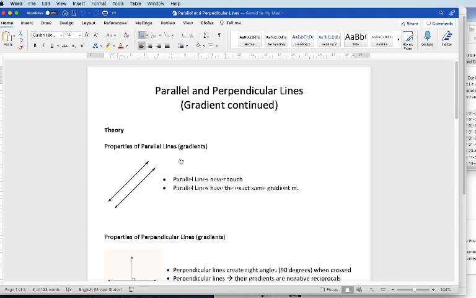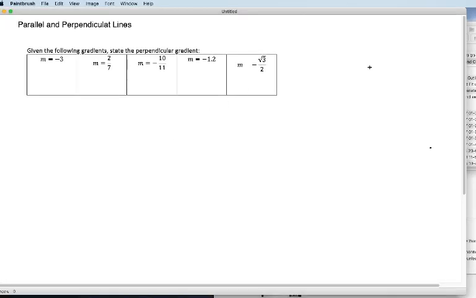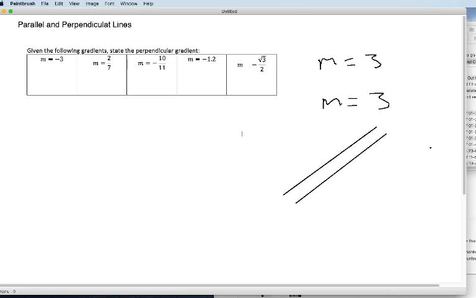So, for example, if I have a gradient of, say, m is equal to 3 for one line, and I ask you, give me another line with the same gradient, you're going to say the gradient is 3. And it makes sense because if they're both going up at the same amount, they should never touch. They're parallel. So parallel lines never touch. The rise over the run is the same for both lines.